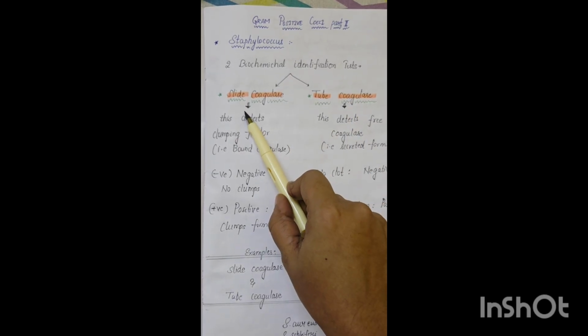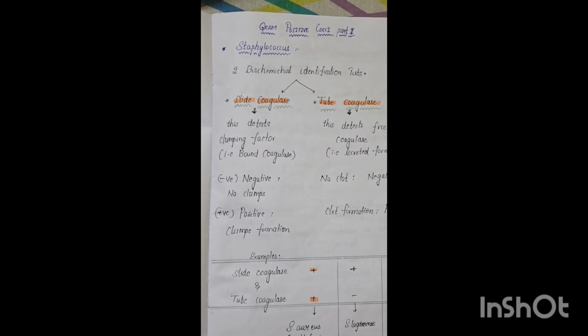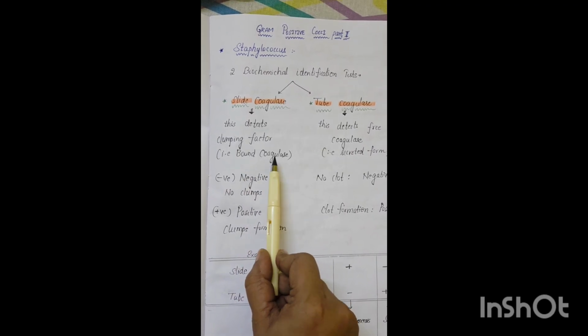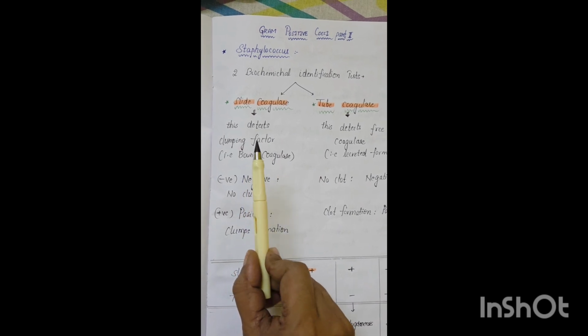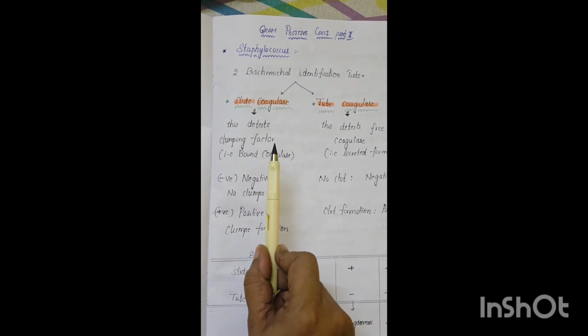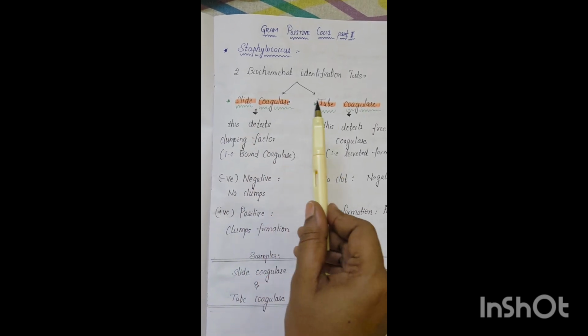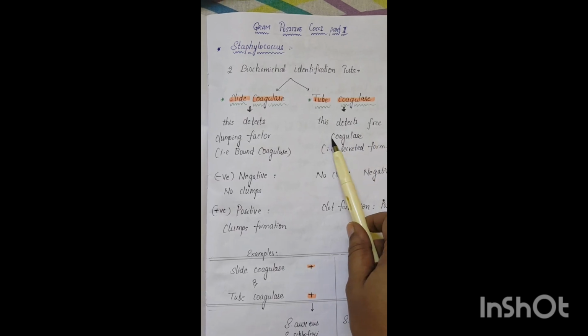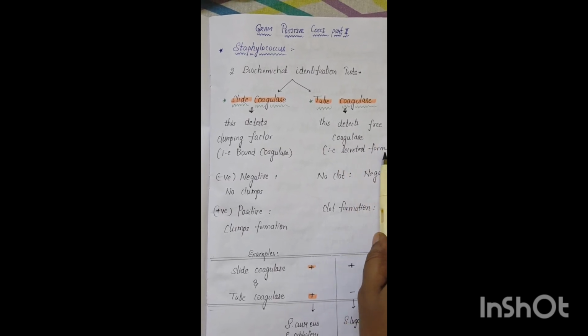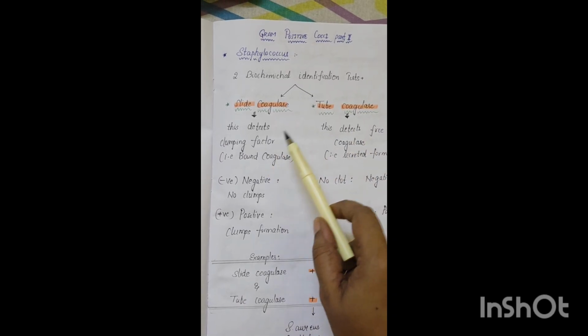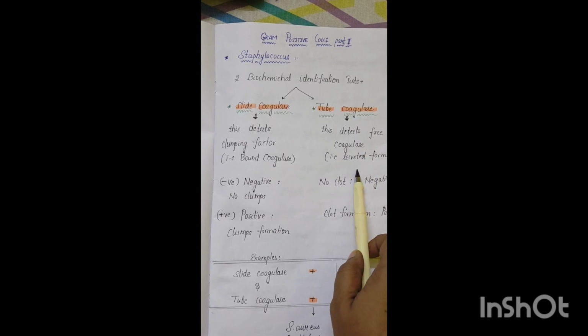What is slide coagulase? Slide coagulase usually detects a clumping factor, which is also known as bound coagulase. That means it is not in secreted form, it is attached to the cell membrane of the organism. That is, for detecting the bound coagulase, we do the slide coagulase test. Whereas tube coagulase is a test that detects free coagulase, which is a secreted form by the organism. So this is the difference between slide coagulase and tube coagulase. Slide means bound coagulase, tube means secreted form of coagulase.